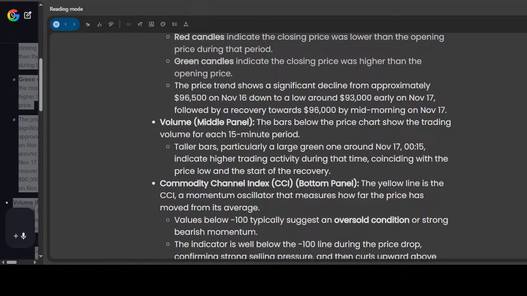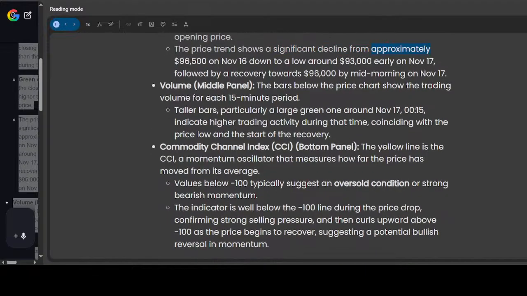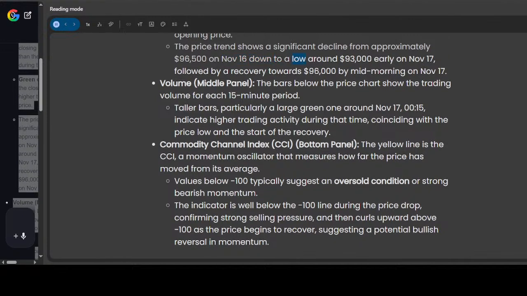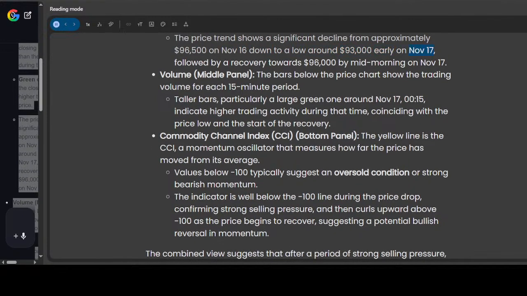The price trend shows a significant decline from approximately $96,500 on November 16 down to a low around $93,000 early on November 17, followed by a recovery towards $96,000 by mid-morning on November 17.